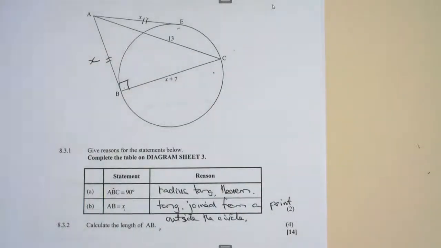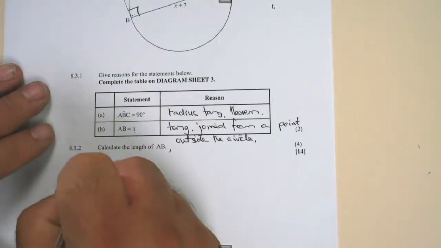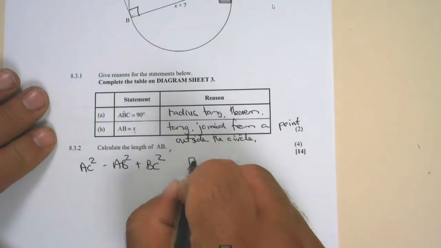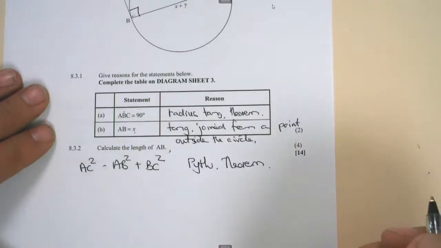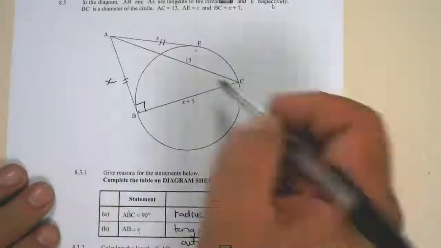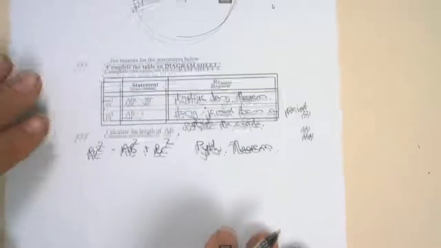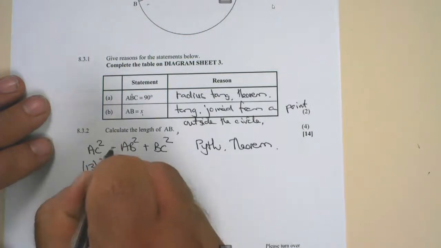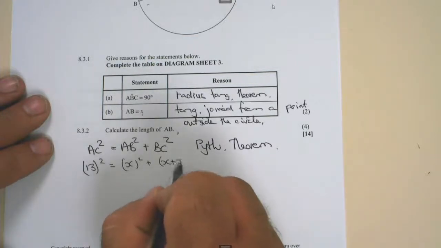So now we're going to make use of Pythagoras' theorem. So we're going to say opposite 90 degrees is AC. So we're going to start off by saying that AC squared is equal to AB squared plus BC squared. And the reason here is Pythagoras' theorem. And now we're going to substitute. Now AC is 13, AB is x, and BC is x plus 7. So AC is 13 squared, which is equal to AB, which is x squared, plus BC, which is x plus 7 squared.